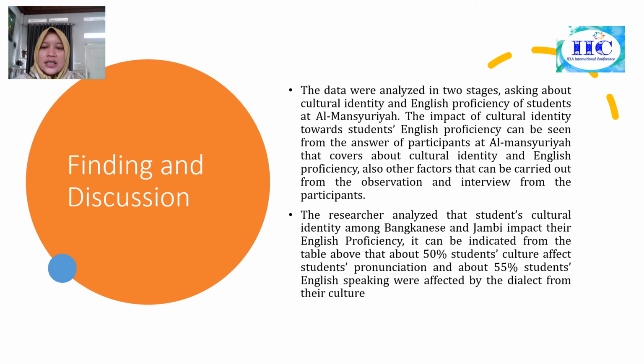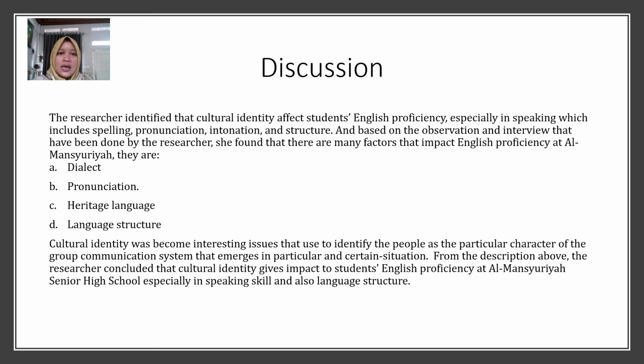Here the researcher analyzed that the students' cultural identity among Bangladesh and Jambi impacts their English proficiency, as can be indicated from the table that about 50% of students' culture affects their pronunciation and about 50 students' English speaking was affected by the dialects of their cultures. The researchers identified that cultural identity affects students' English proficiency, especially in speaking, which includes spelling, pronunciation, intonation, and also structures.